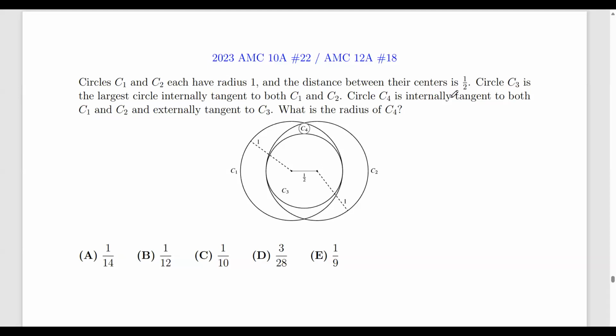Circles C1 and C2 each have radius 1, and the distance between their centers is 1/2. Circle C3 is the largest circle internally tangent to both C1 and C2. Circle C4 is internally tangent to both C1 and C2, and externally tangent to C3. What is the radius of C4?